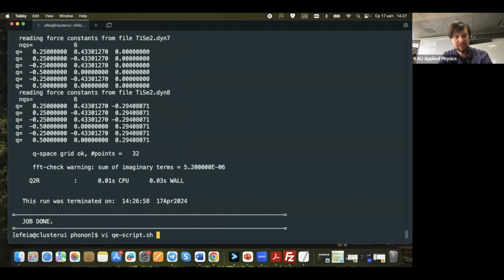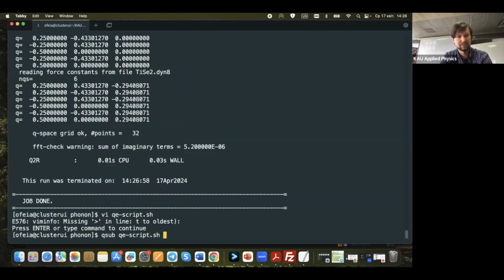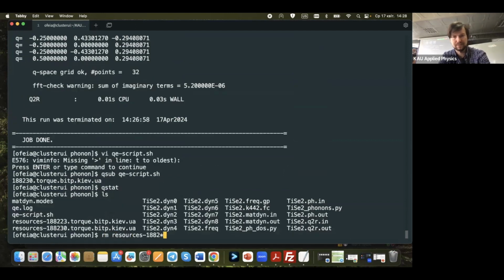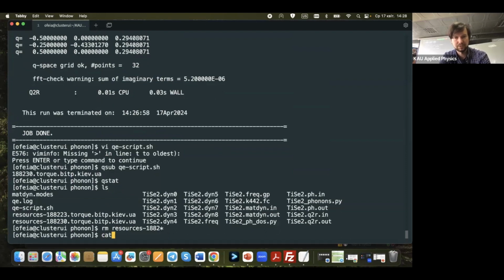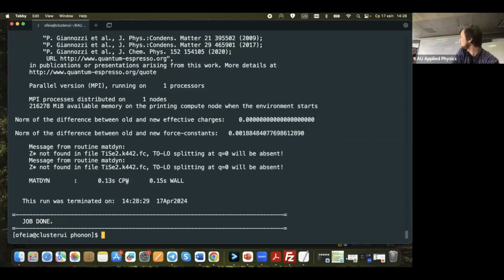Now we should change the script to calculate dynamical matrices with matdyn.x in real space. The only difference is matdyn out. Now I launch it, and it also should work smoothly, I hope. Let's check matdyn out. Yeah, it works okay, 0.13 CPU time.